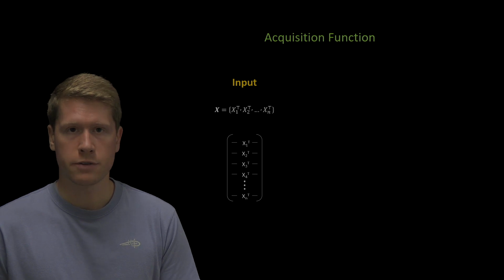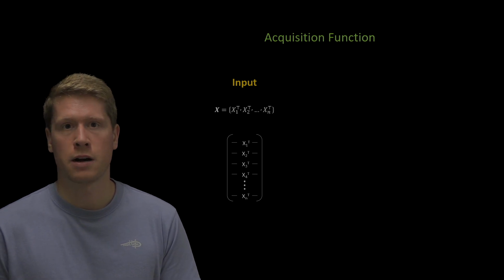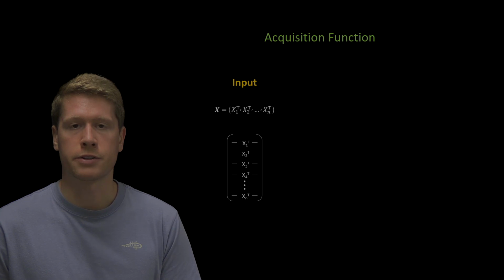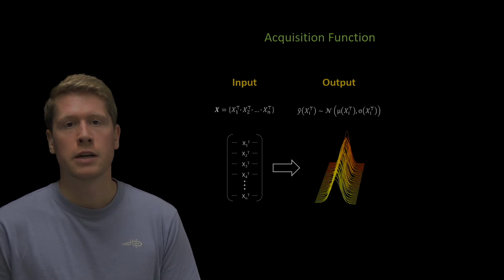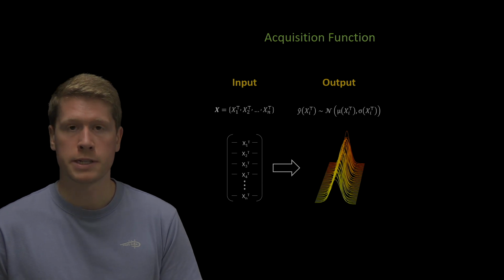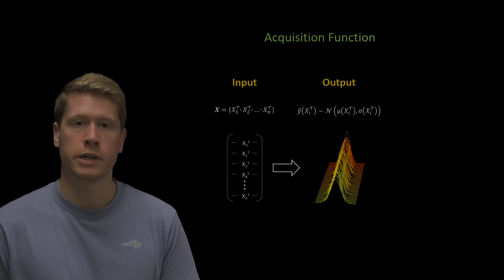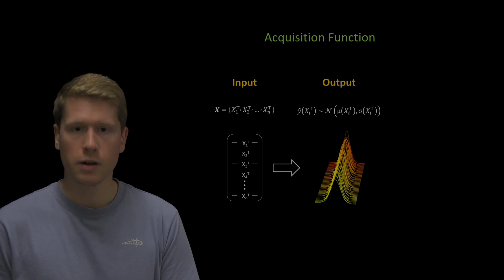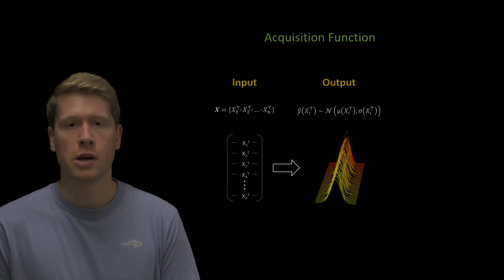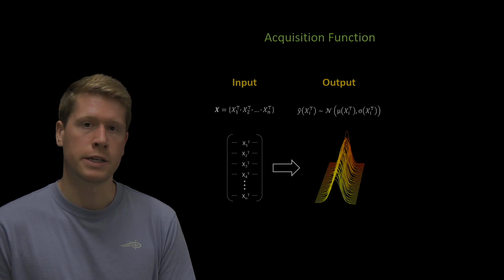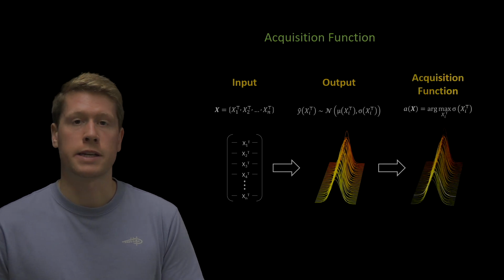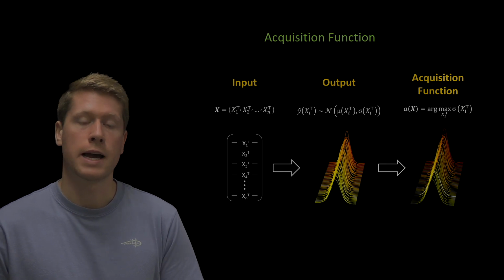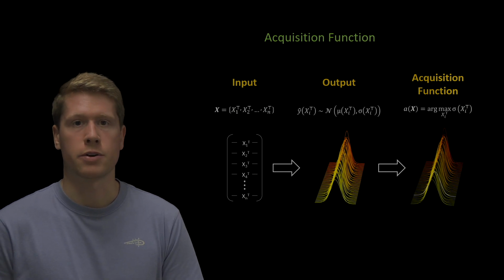Let's look at our acquisition function. Our input is a vector of our state variables and possibly also our actuation. Since we're using probabilistic models, the model will give us a distribution over our outputs with a mean and a standard deviation. We can then use this standard deviation to find the output that has the maximum standard deviation, which represents the maximum uncertainty.